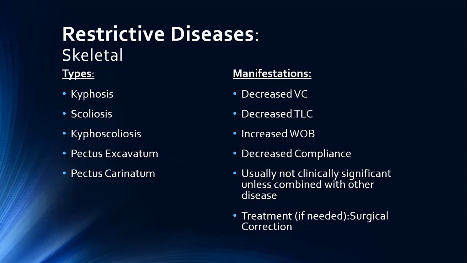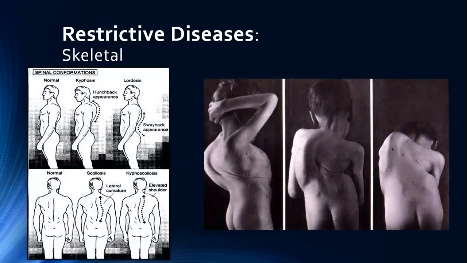All right, so let's look at a picture of that. Spinal conformations. A normal man will be standing straight up like this. Kyphosis is the hunchback. See how that comes off of there? His spine bulges out like that. So he's hunchback, which he will really be bent over a little bit more, right?